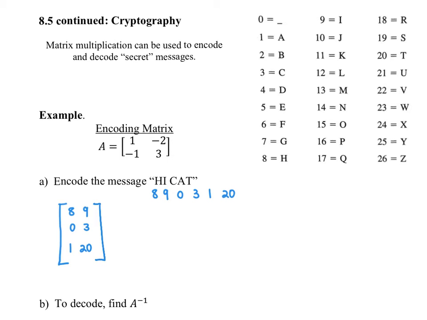I'm going to multiply this by my encoding matrix so that before I send it to my friend, it's already encrypted and no one can easily translate it. If I don't match the columns to the encoding matrix, the matrix multiplication won't work. So I'm going to do row by column. 8 minus 9, 0 minus 3, 1 minus 20.